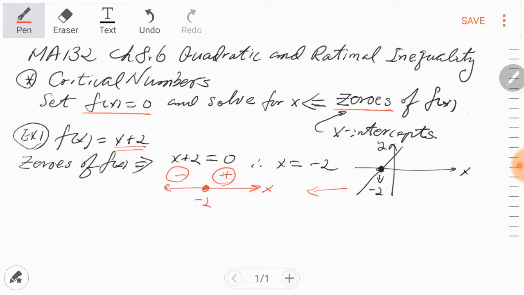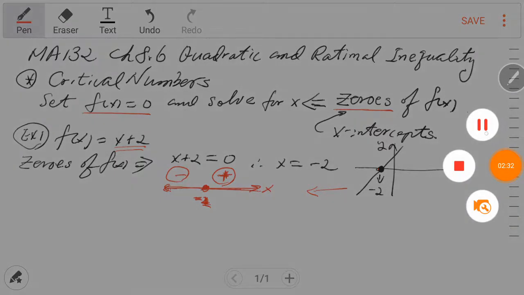So from the critical numbers, we can find the sign of the function, whether it's positive or negative. The critical number is used to find the sign of the function for each interval.